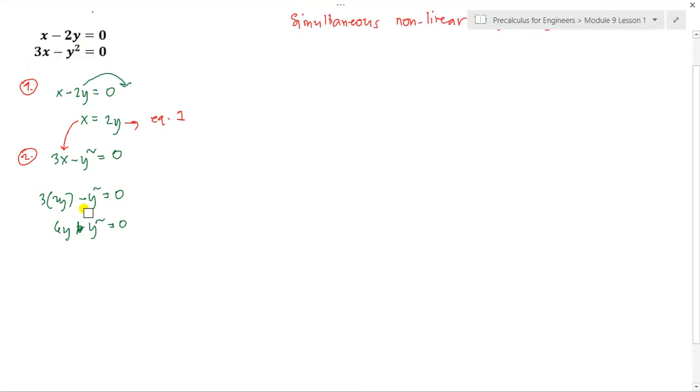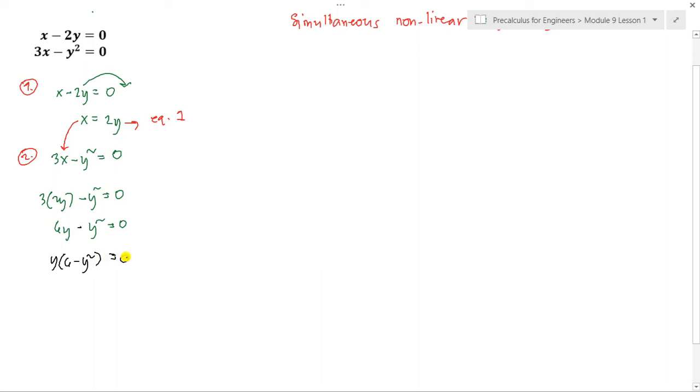Naka-quadratic na siya, class. So, 6y minus y squared is equals to 0. Now, we can directly substitute this one manually. Okay? Kaya pwede mo na itong factor ang y. So, that would be y times 6 minus y squared is equals to 0.